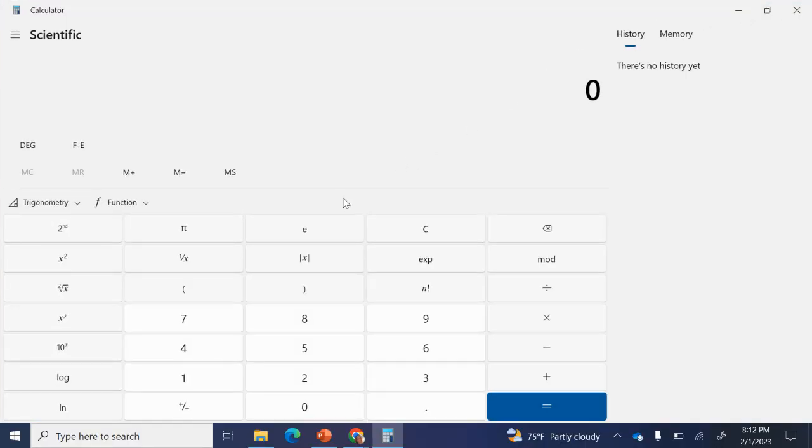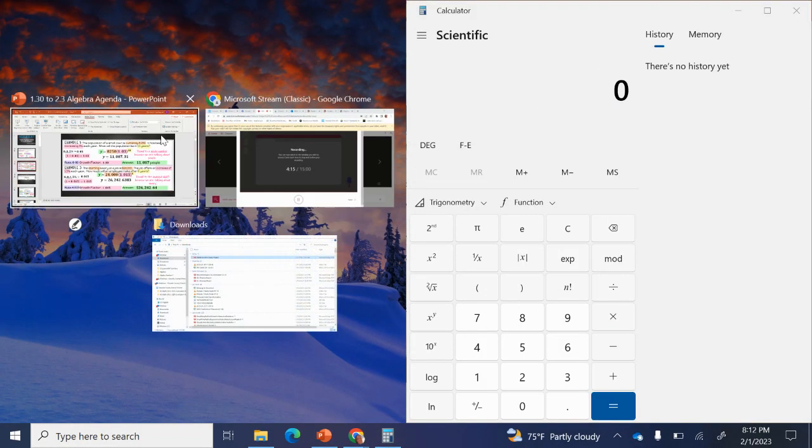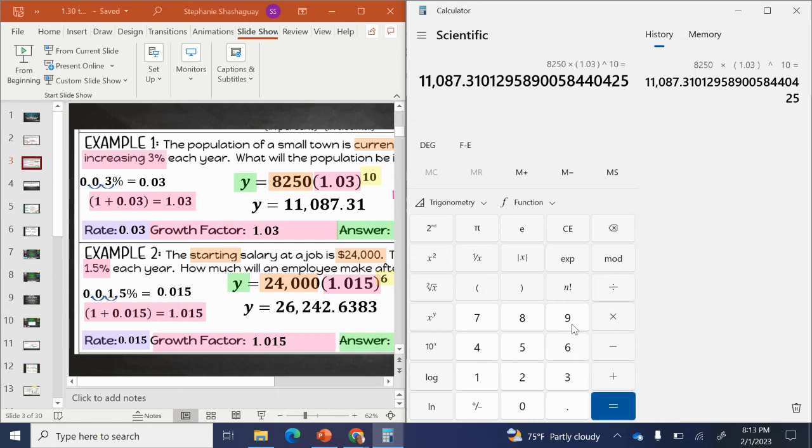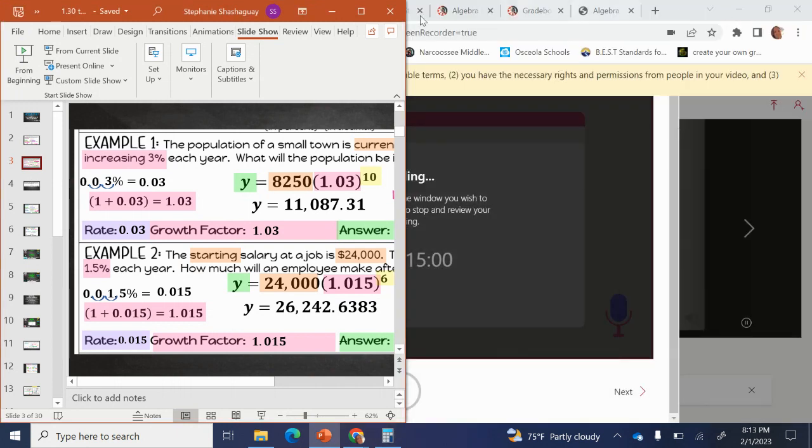Okay. So here in my calculator, I'm probably going to have to split the screen so we can see the example while we do it. So in my calculator, I'm going to do 8250. Both your calculators in the classroom and on the computer have the parentheses. So we're going to put the parentheses, 1.03. We're going to close the parentheses, and then we're going to use this x to the y button because that's telling us it's an exponent. And so that's going to raise us to the exponent of 10. And then we hit equals and we get 11,087.31012. You get the idea.